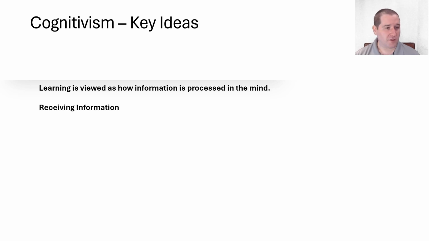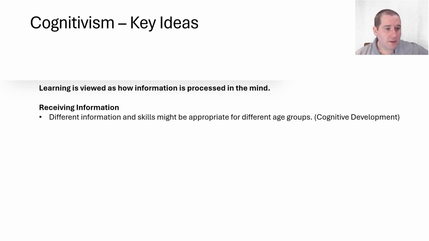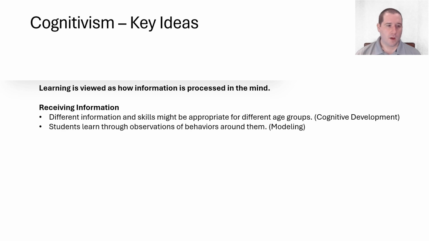Some takeaways from your students on receiving information. Different information and skills might be appropriate for different age groups. Okay, we learned that through the 4 stages of cognitive development. Another piece of information. Students learn through observations of behaviors around them. Okay, learning through observation is real. So make sure you're modeling the appropriate behavior, especially around young people. And it's also a very viable strategy in the classroom, modeling your thinking process, modeling different strategies. Absolutely works.